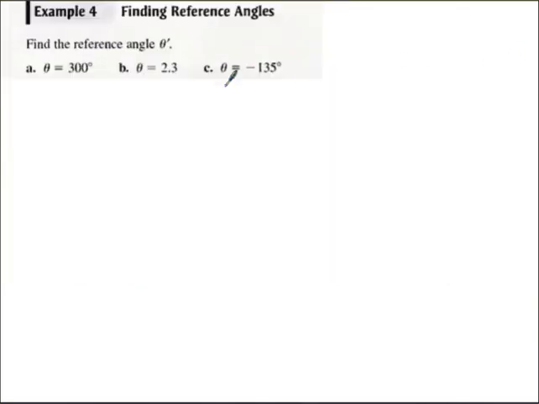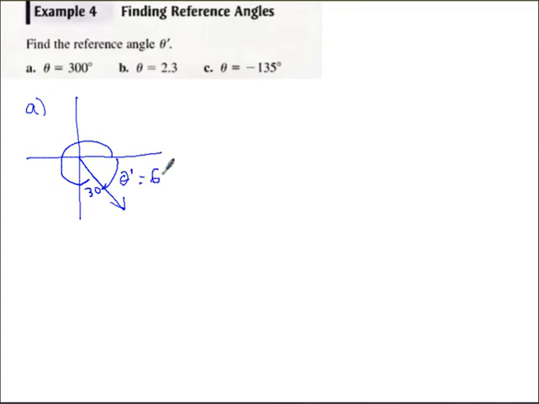So if I'm given 300 degrees, 300 would be all the way around to here. This is 270, so then I've got to go 30 degrees more. So this part is 30, which means for letter A, my reference angle, again, I have to go between the terminal side and the x-axis, and we label the reference angle as theta prime. So theta prime in this case would be 60 degrees here. Alright, if we look at letter B, this is in terms of radians.